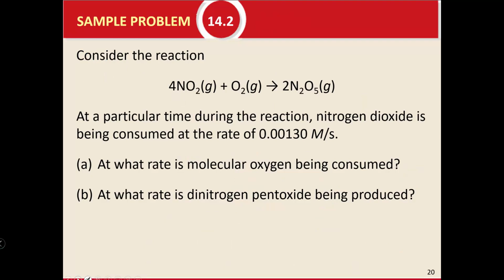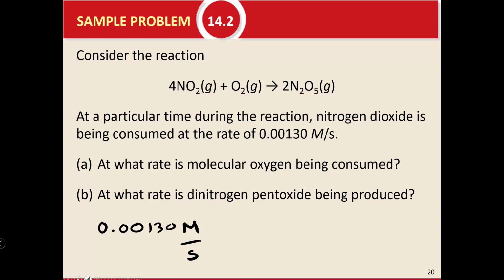All right, so that was more of a theoretical problem. Here's an application. It says, consider the reaction of 4 moles of nitrogen dioxide reacting with 1 mole of oxygen to form 2 moles of dinitrogen pentoxide. These are all names we had in Chem 170. All right. So it says, at a particular time during the reaction, nitrogen dioxide is being consumed at a rate of 0.00130 molarity units per second.